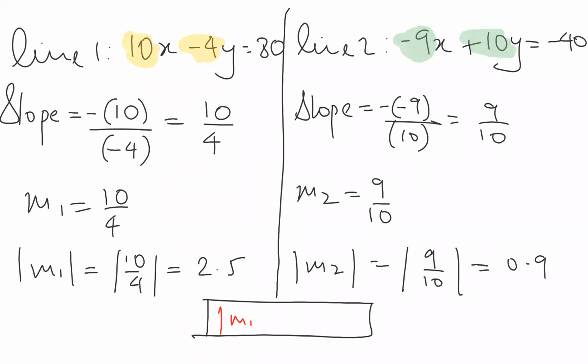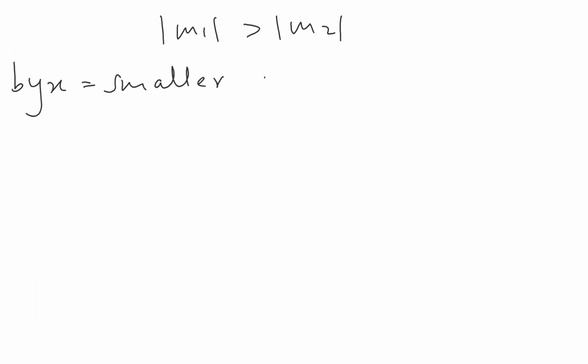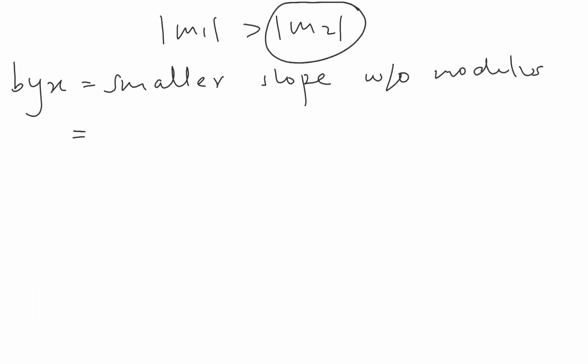So m1, m2. Now this time, if you take a look, 2.5 is greater, so the m1 value is greater, right? So modulus of m1 is greater than modulus of m2. Always compare the modulus. So I'll write modulus of m1 is greater than modulus of m2. Byx is equal to the smaller slope without modulus. So the smaller slope is m2.